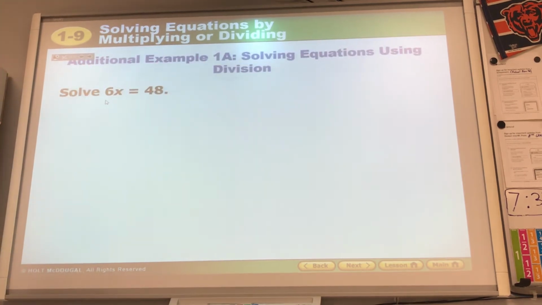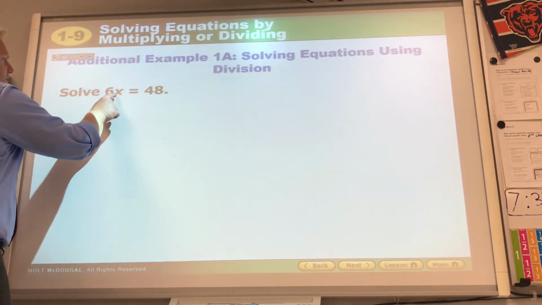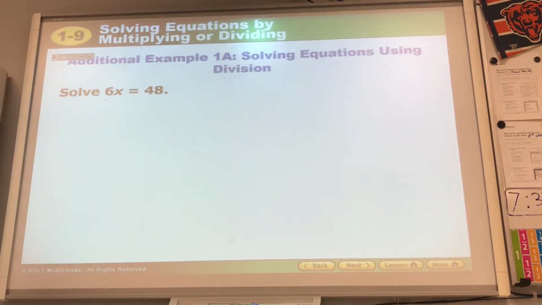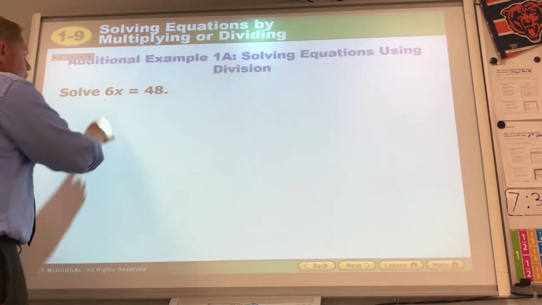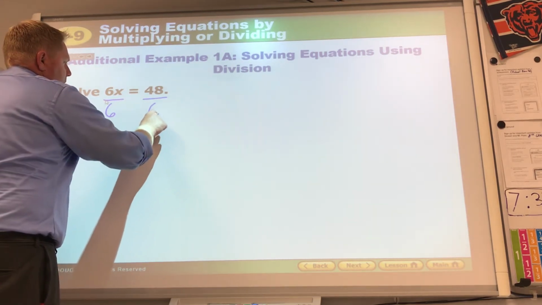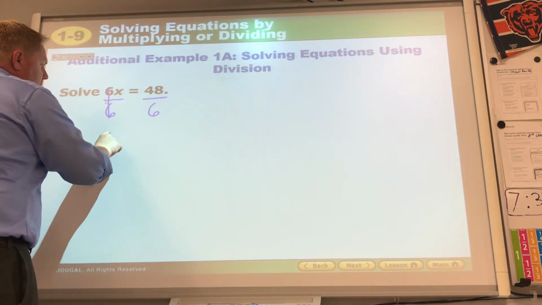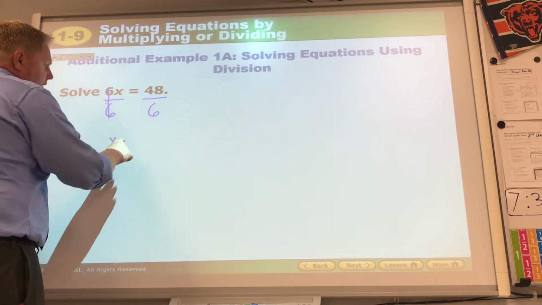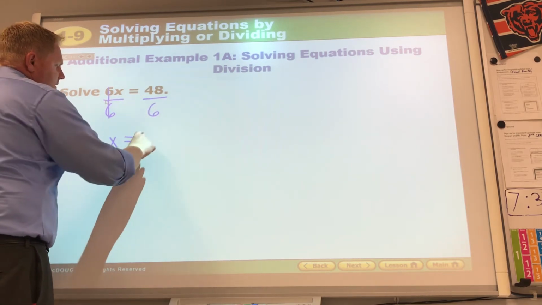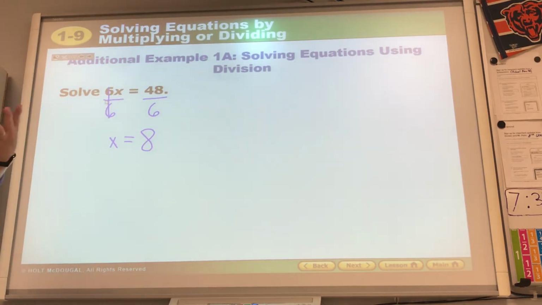All right, so this is one where we have 6 times x equals 48. So we have multiplication here. How do we undo multiplication? Hopefully you remember we use division. So if I take 6x divided by 6, I take 48 divided by 6, because doing the same thing on both sides. 6 divided by 6 is 1. So I don't have to write 1x, I can just write x, that's what I wanted. 48 divided by 6 is 8. 6 times 8, that does make 48.